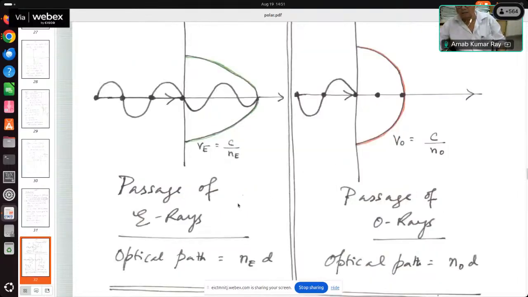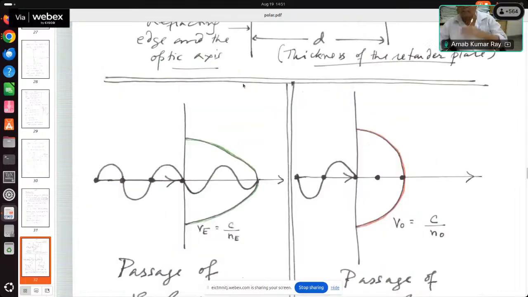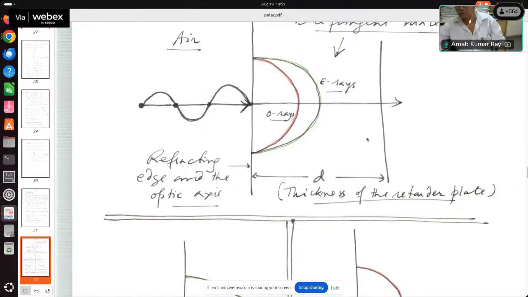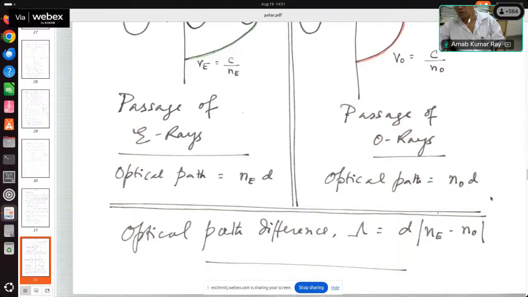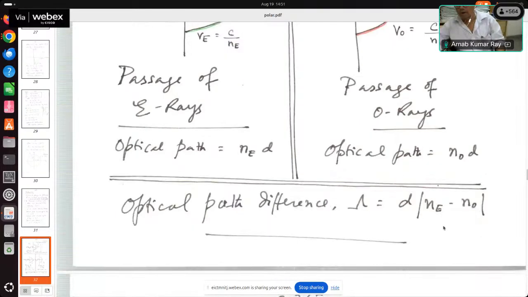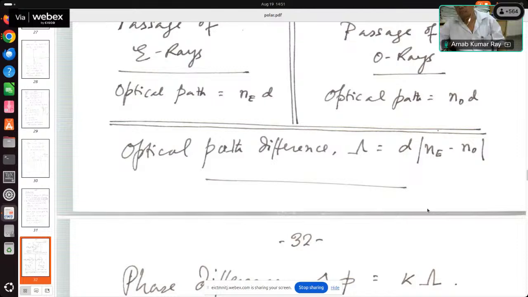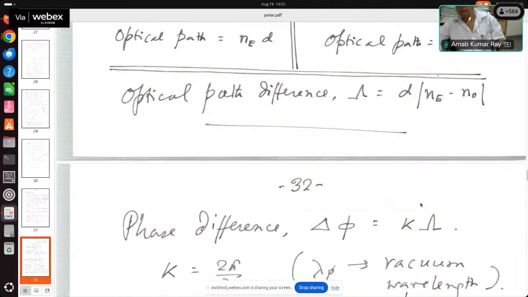So the optical path, after it has traveled through this thickness D, the optical path that the E ray would have traveled will be Ne into D, and the optical path of the O ray would be No into D, and that's the optical path difference, D into Ne minus No. Right. If there had been no difference of the refractive indices, then the optical path difference between the two rays would have been 0. Now let us come to a very basic idea. What is the corresponding phase difference?